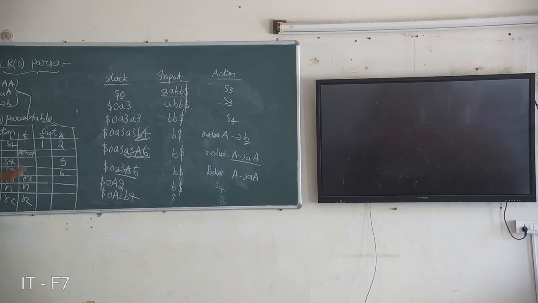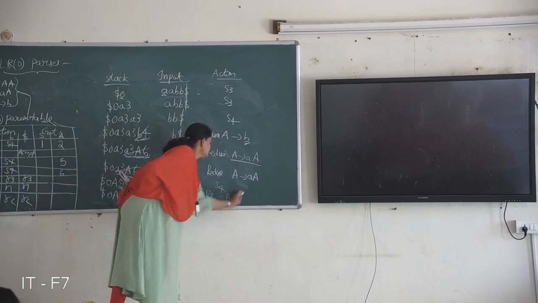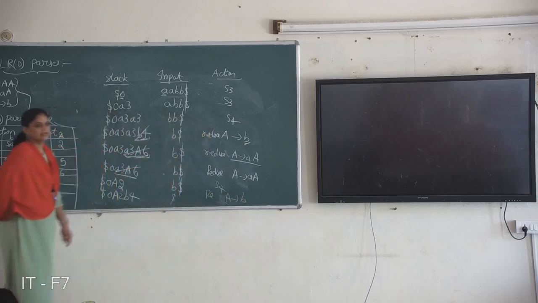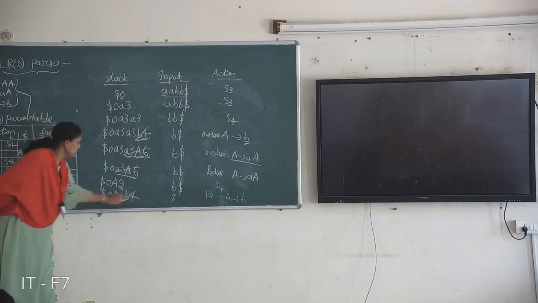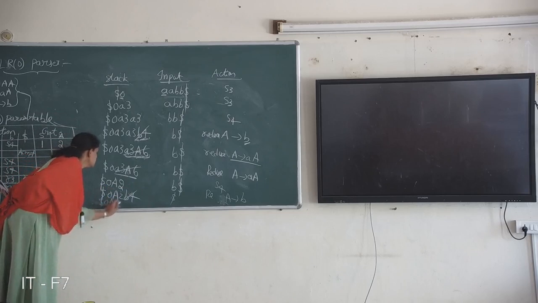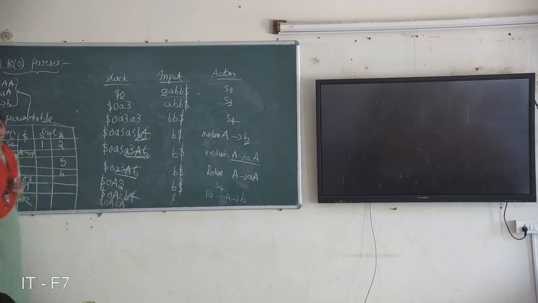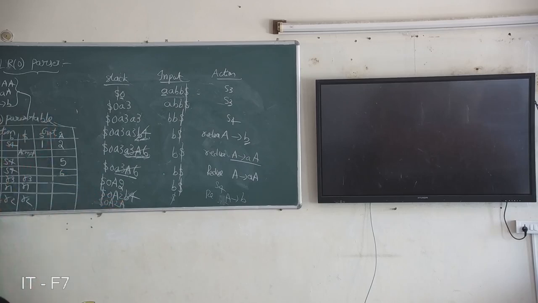Next 4 on dollar. Reduce action with which production? Reduce action A derives B. So where is B? Here it is B4, and in place of B4 write 0 A 2 A. B is reduced to A. And again 2 on A: 2 on capital A is 5.